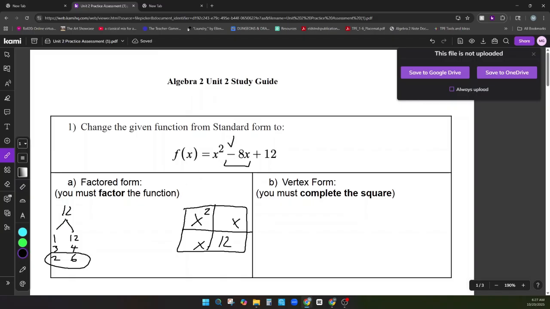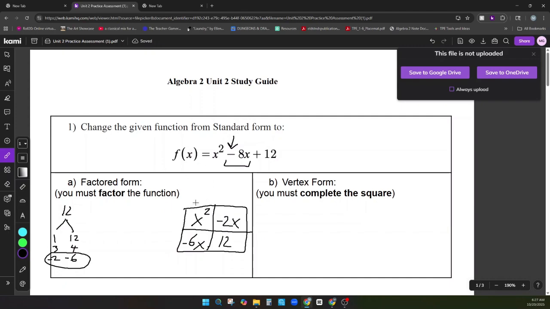However, we're not aiming for 8, we're aiming for negative 8. So we need to apply a negative to both of these. And that still works, because negative 6 times negative 2 still gives us positive 12, but now it allows us to add up to negative 8. So that's going to be negative 2x and negative 6x. Whenever I find the combination that works, I fill in my boxes with those values.